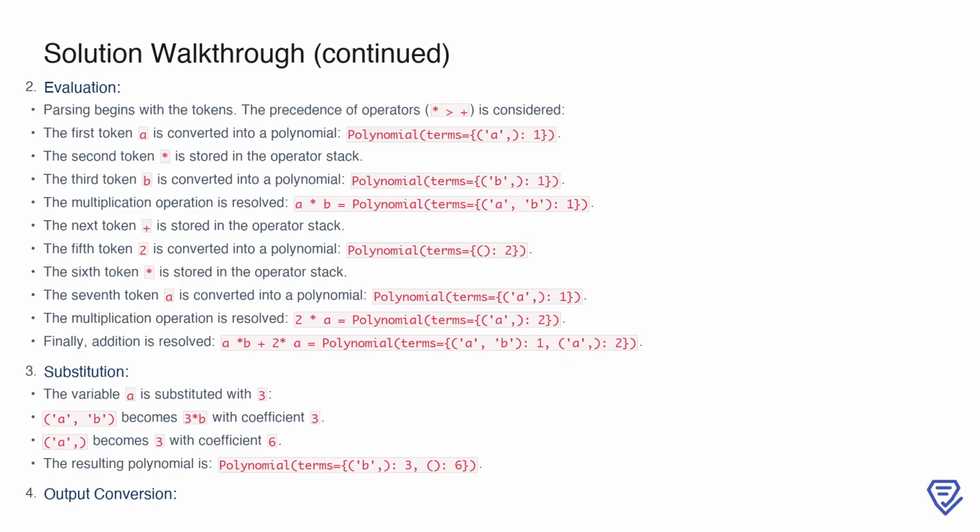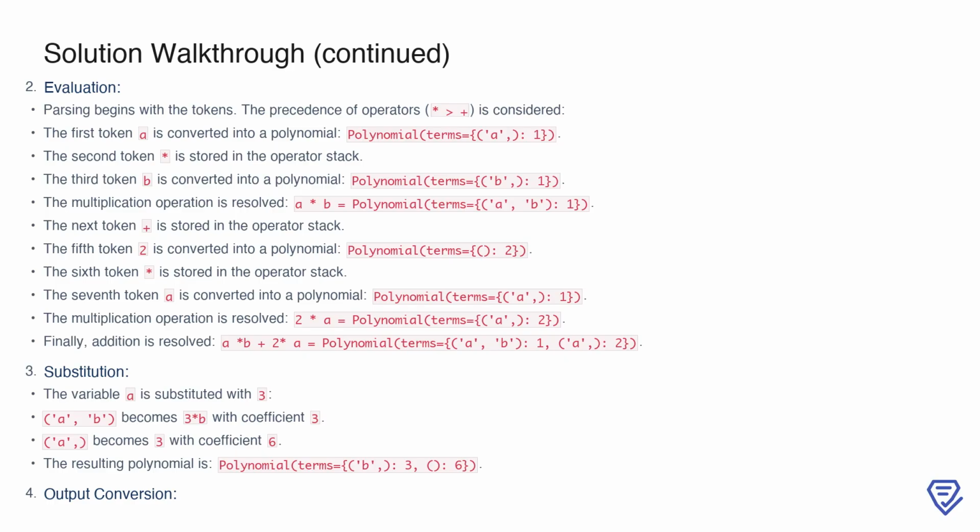Multiplication is resolved first, resulting in a asterisk b equals polynomial terms equals ab, 1. The next operator, plus, is added to the stack. Then, the constant 2 is processed as polynomial terms equals 2, and the multiplication operator asterisk is stored. Finally, the token a is converted into polynomial terms equals a, 1. The multiplication operation resolves to 2 asterisk a equals polynomial terms equals a, 2. Now, addition combines the results, yielding a asterisk b plus 2 asterisk a equals polynomial terms equals ab, 1 and a, 2.